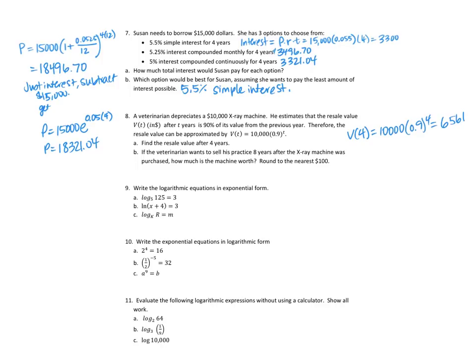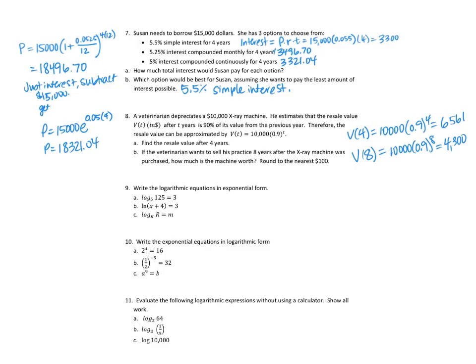Okay. If the veterinarian wants to sell his practice 8 years after the x-ray machine was purchased, how much is the machine worth? Round to the nearest $100. So we just do V of 8. So that's $4,300 if we round to the nearest $100.